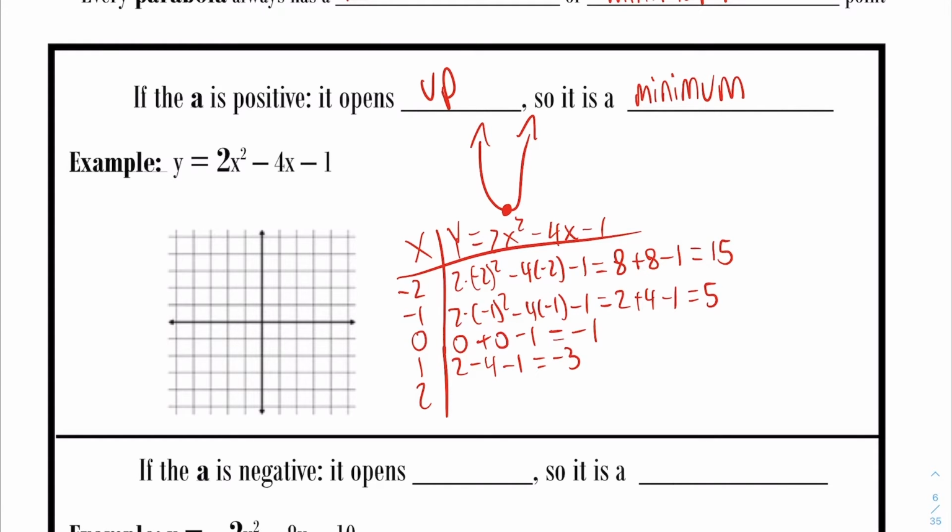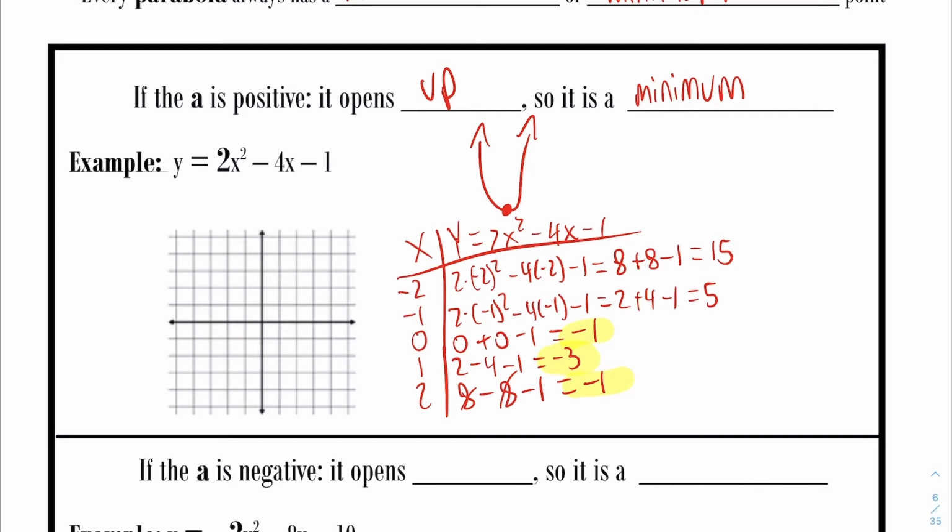Looks like we still don't have anything repeating yet, so we don't know where this axis of symmetry is. But hopefully this 2 will give it to us. 2 times 2 squared is 8, minus 4 times 2 is 8, minus 1. These cancel out, leaving negative 1. And here we finally have some numbers that are repeating, which means that this is probably the vertex.